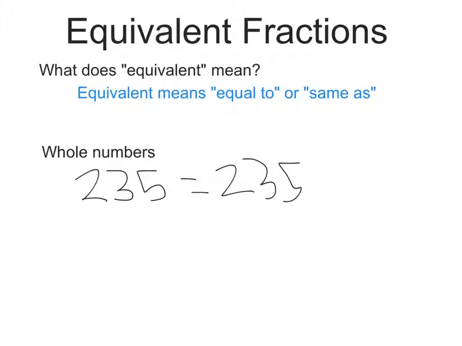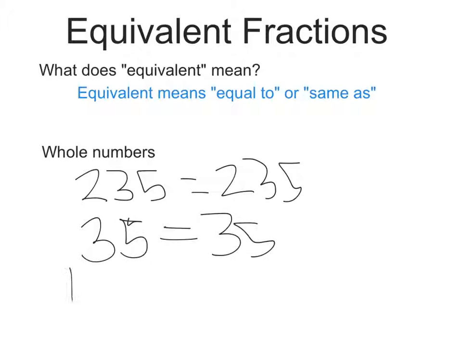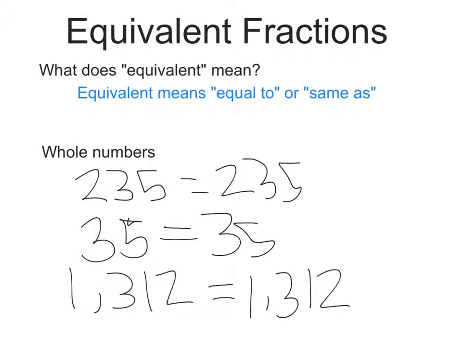The only way to write 35 is 35, and the only way to write 1312 is 1312. Fractions are different than whole numbers in the way that they can be written in an infinite number of ways.